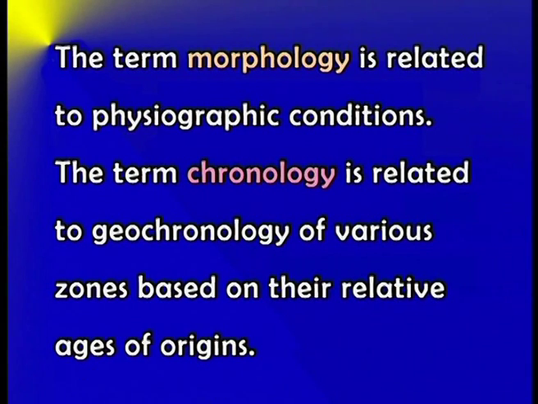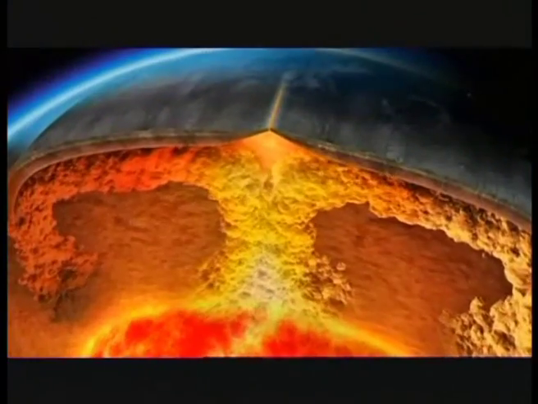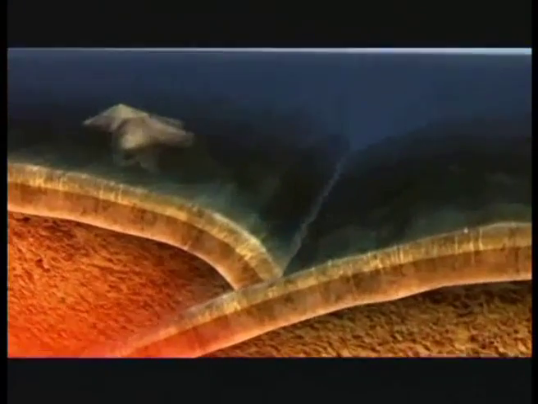The term morphology is related to physiographic conditions. The term chronology is related to geochronology of various zones based on their relative ages of origins, depending upon the formation, tectonic activities and geological events during the past. India is divided into 26 morphochronological orders.